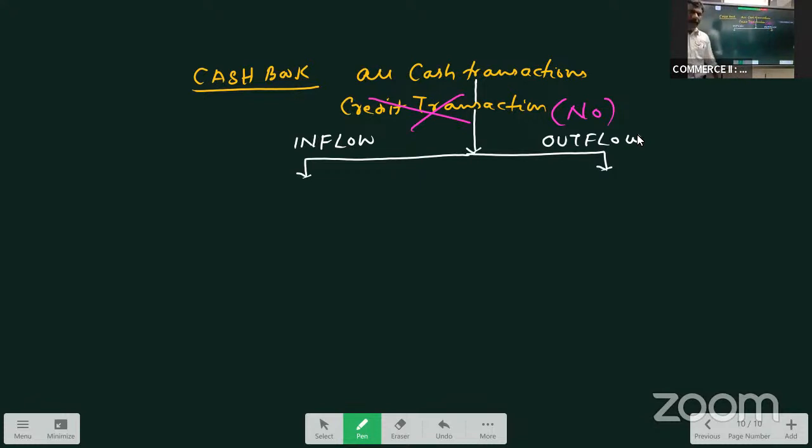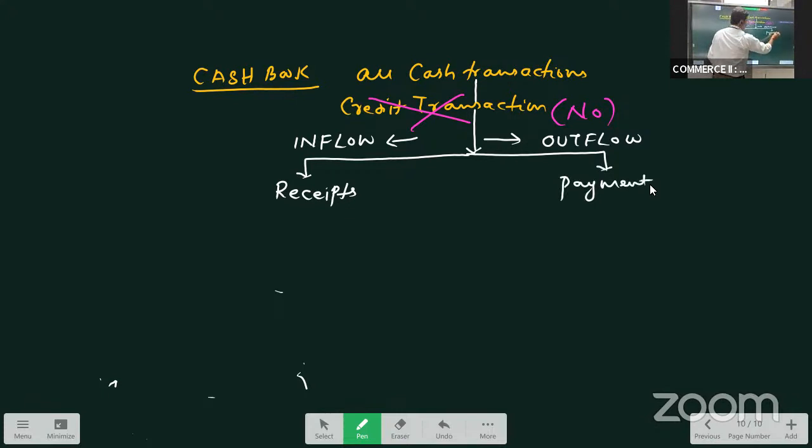Right? What are we learning? We are learning cash book. What is a cash book? Cash book is both a journal and a ledger. What do we record in cash book? We record all cash transactions. Cash transactions are classified into two types: inflow or outflow. All the inflow of cash, we call it receipts. All the outflow, we call it payments.